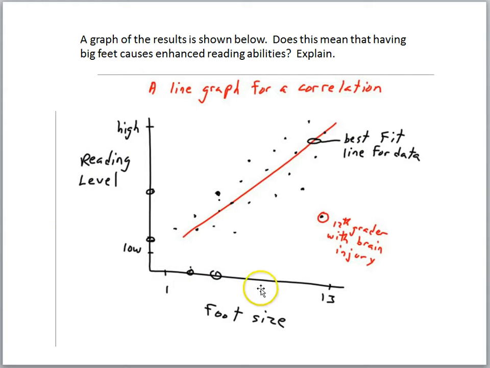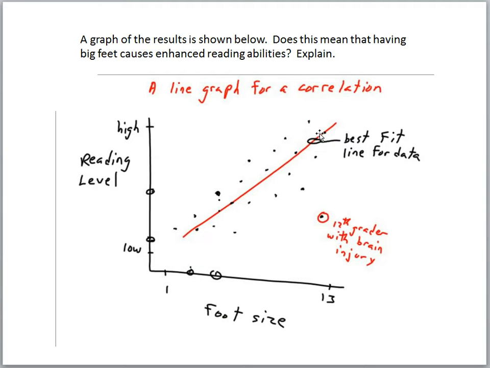So as foot size increases, now I hop up to the data, reading level also increases, right? So you first kind of just describe this data. You move your finger along here and say, as this factor changes, and then move along the data while saying how this factor changes. As foot size increases, reading level increases.